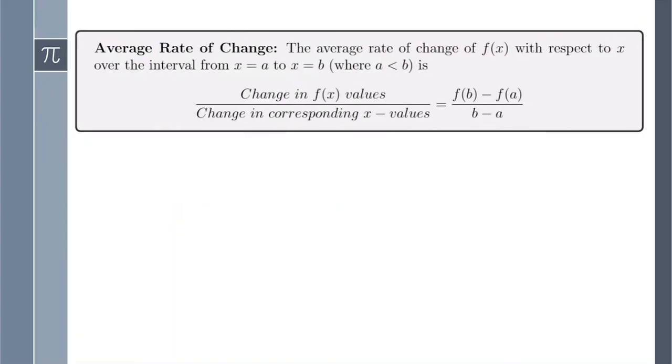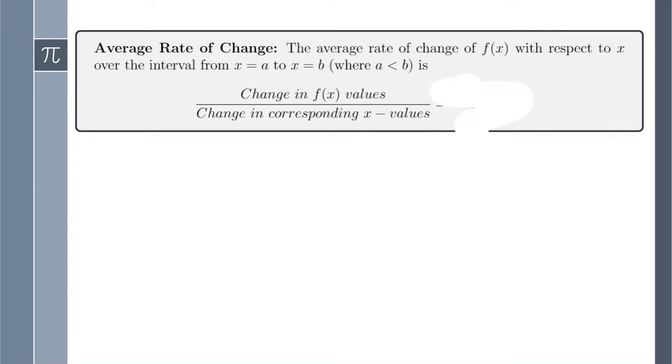So the average rate of change of a function f of x with respect to x over the interval from x equals a to x equals b is given by this formula right here, which is f of b minus f of a over b minus a. It basically means the numerator is the change in the function value and the denominator is the change in the independent variable. Or in other words, we can say this is change in y and this is change in x.